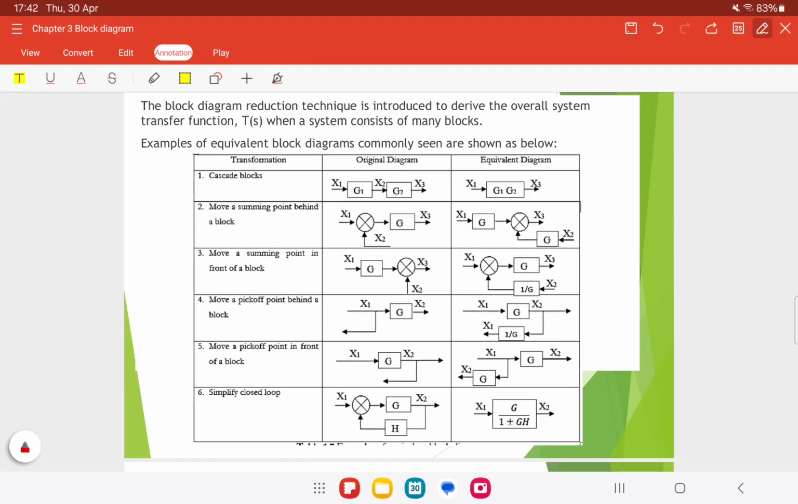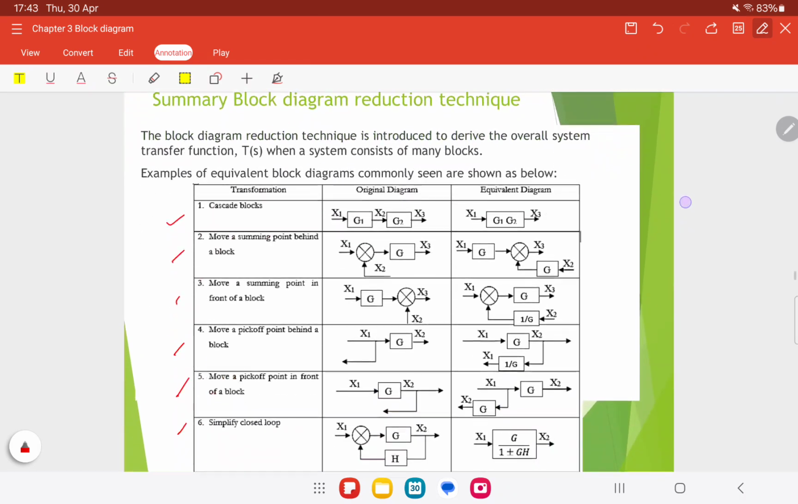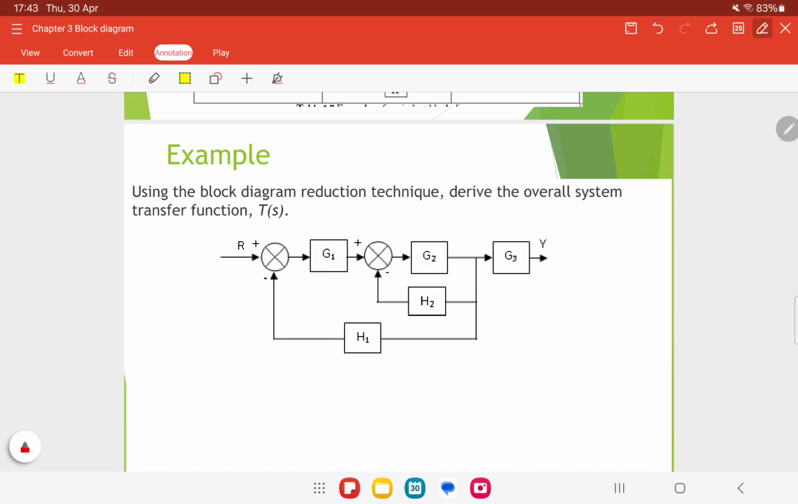Cuma this is the same thing. We have six together, and another one you can add is this one, the parallel. So this is how it works. Okay, we have one example here.